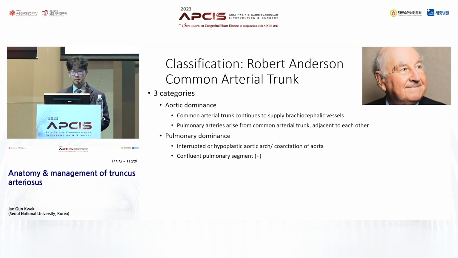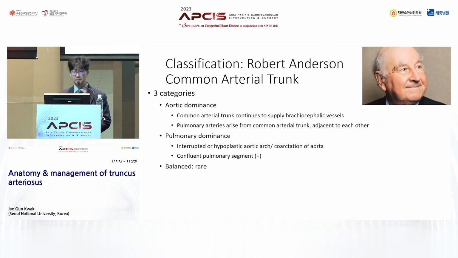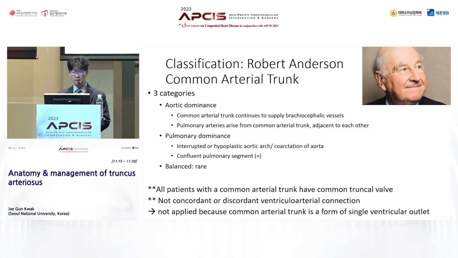Pulmonary dominance is combined with an interrupted or hypoplastic aortic arch, or coarctation of the aorta, and corresponds with the fourth type of Van Praagh. The confluent pulmonary segment is positive. The balanced type is very rare. He says all patients with a common arterial trunk have a common truncal valve. I think it is very important for the definition.